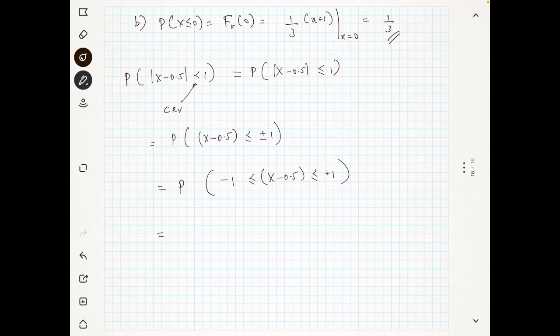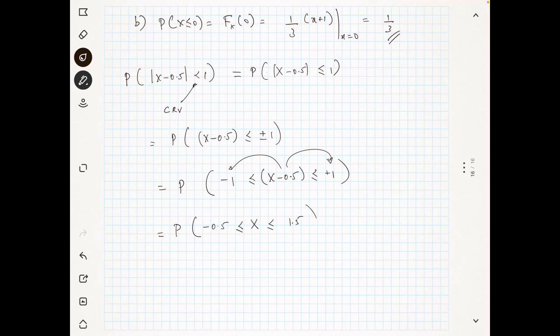Okay, so this is equal to the probability that, I will just keep x here, less than. So you can see here this is nothing but, if you have x minus 0.5, then you bring this 0.5 to the right side, so it becomes 1 plus 0.5, so 1.5, and this guy, if you move to the left side, becomes minus 1 plus 0.5, it becomes minus 0.5.